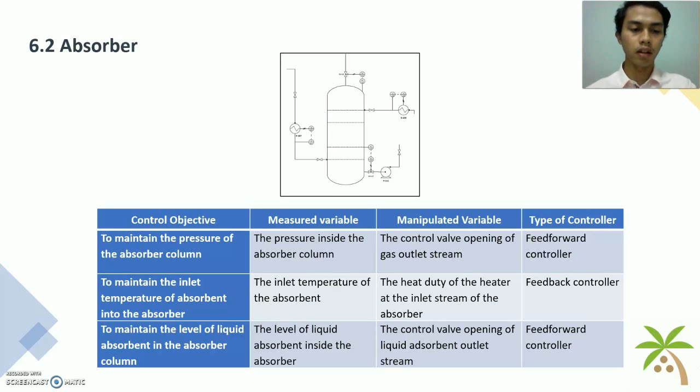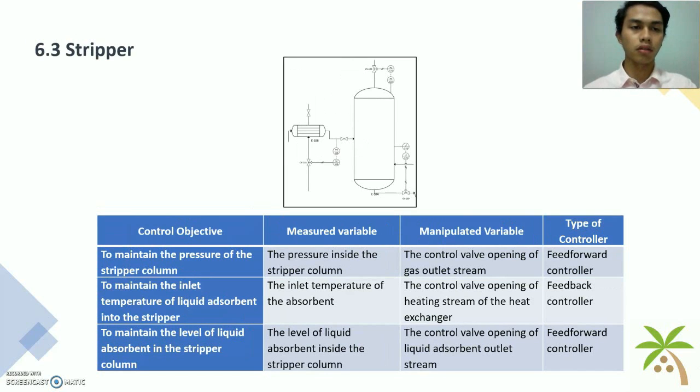The next one is to maintain the inlet temperature of the absorbent into the absorber. The manipulated variable is the heat duty of the heater at the inlet stream of the absorber, and the type of controller used is a feedback controller. And the last one is to maintain the level of liquid absorbent in the absorber column. The manipulated variable is the control valve opening of the liquid absorbent outlet stream, and the type of controller used is a feed-forward controller. And this one is also a major equipment, which is the stripper.